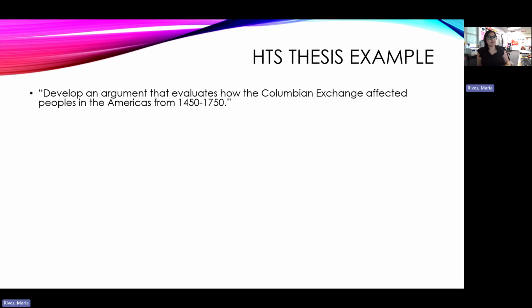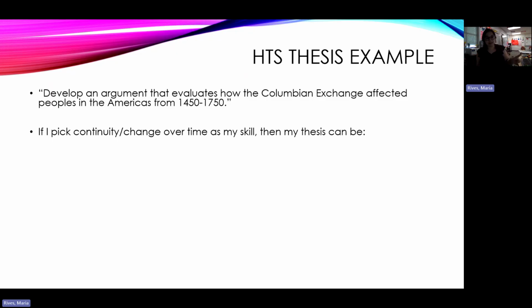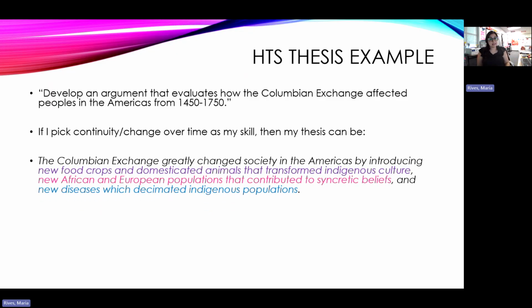So I've got to come up with arguments based on what I remember from class. So if I pick causation as my skill, I can name 3 effects. I could also pick continuity and change over time as my skill too, even though that's not the verb, I could still use that. Ways that the Columbian Exchange changed people in the Americas versus ways that they stayed the same. I chose to focus on the change part. I said the Columbian Exchange greatly changed society in the Americas by introducing new food crops and domesticated animals that would transform native culture. My second argument, it introduced new African and European populations that contributed to syncretic beliefs. And it introduced new diseases, which are going to decimate native populations.